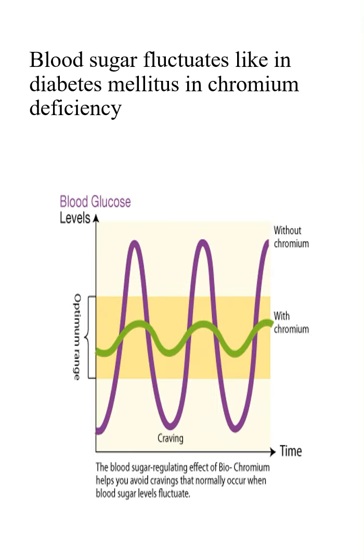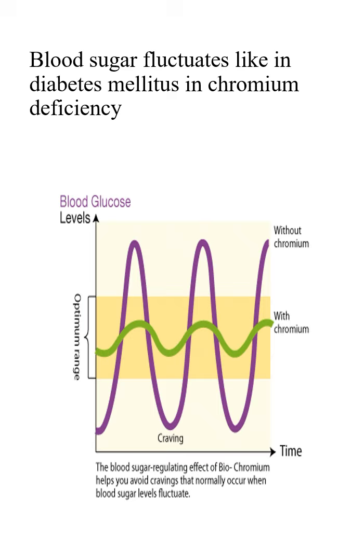So this is how the blood sugar fluctuates in a diabetes mellitus patient. Blood sugar fluctuates like in diabetes mellitus in chromium deficiency. The green curve shows there was not much glucose variation in the blood with an adequate amount of blood chromium. When there is a chromium deficiency, the blood sugar fluctuates immediately after the meal.